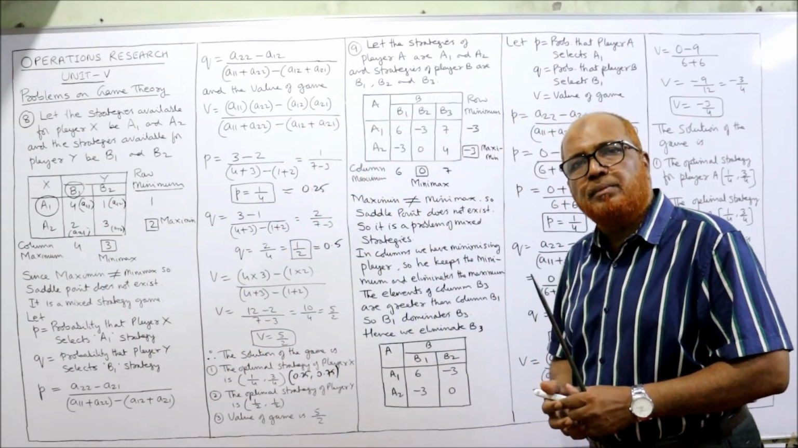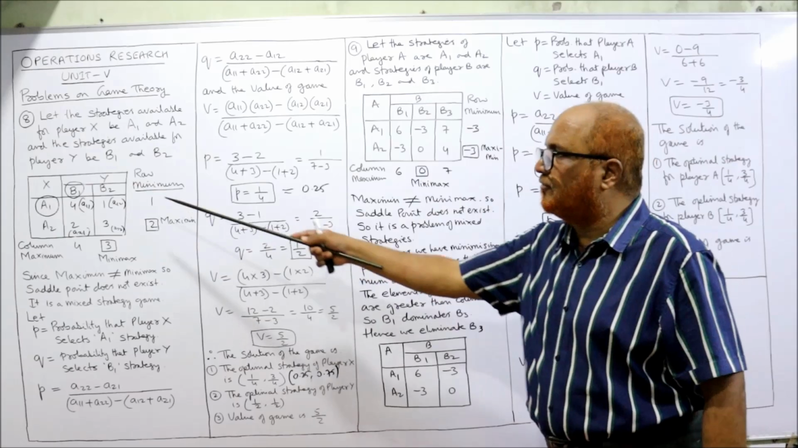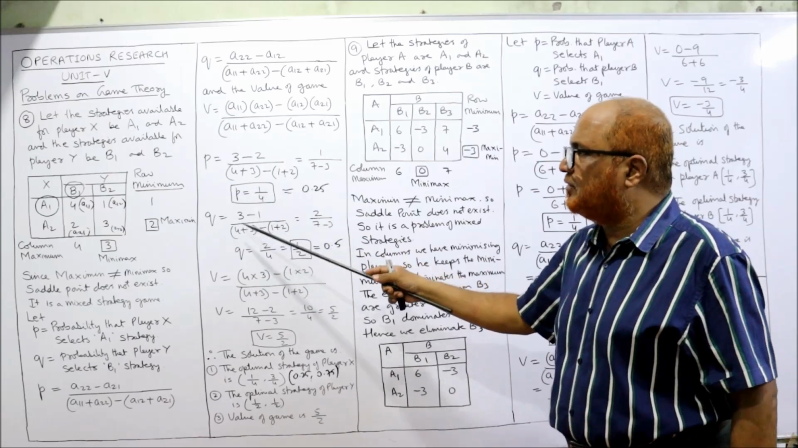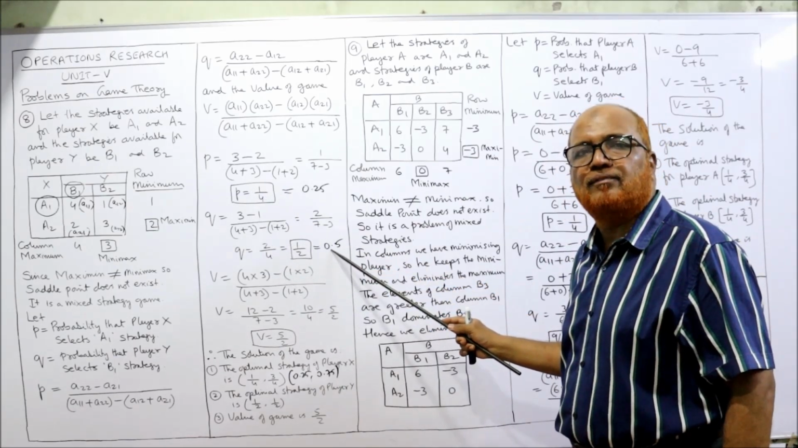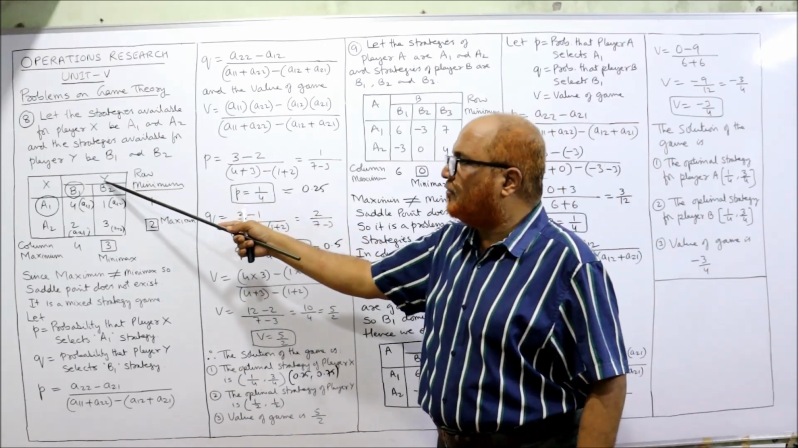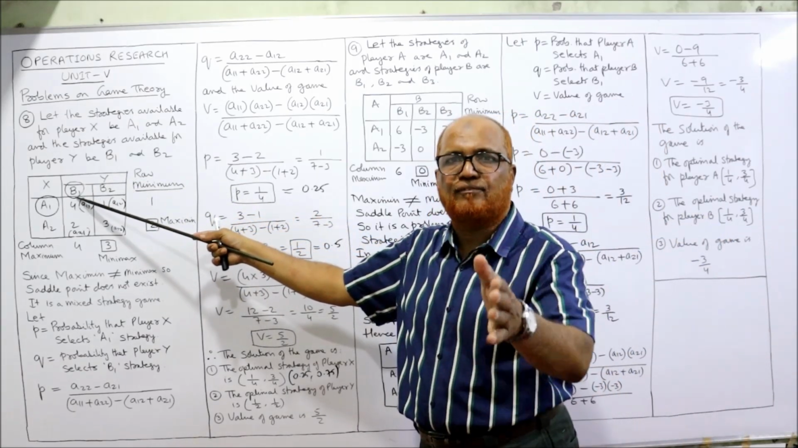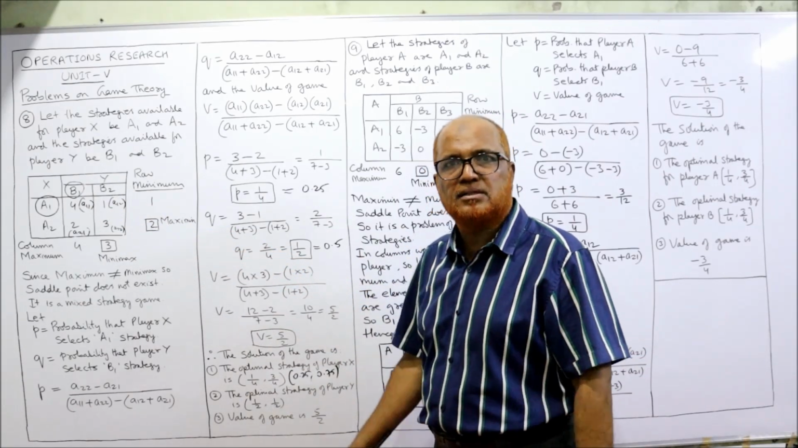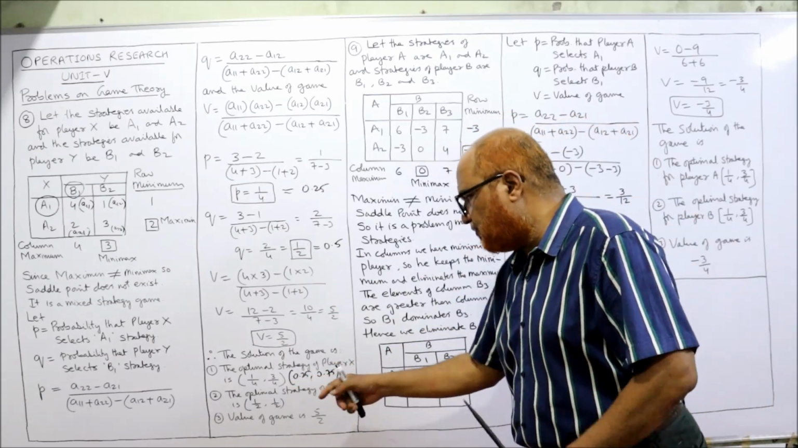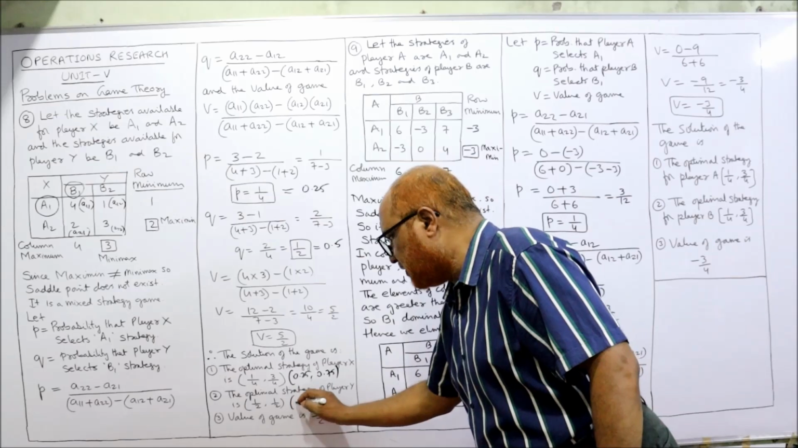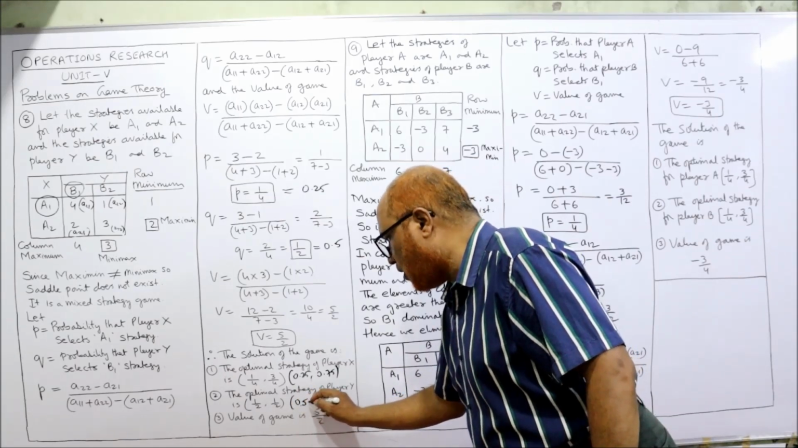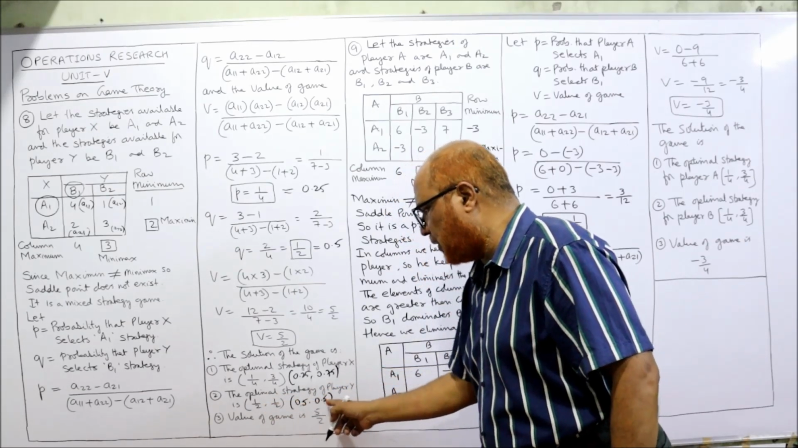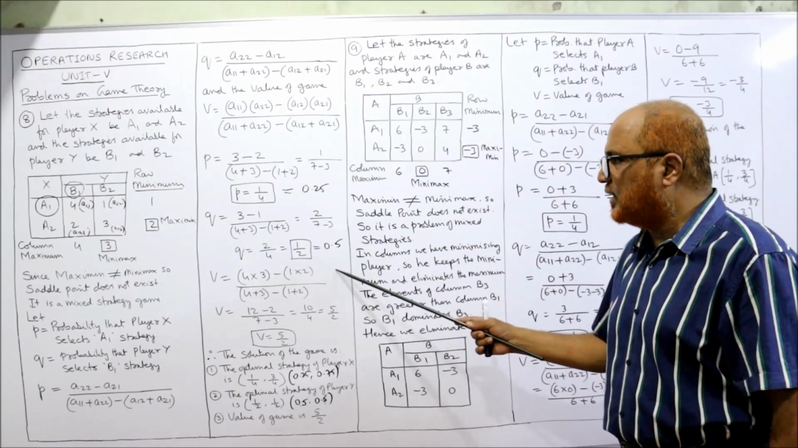That's it. What is the optimal strategy for player B, player Y? We got B1. What is the probability that player Y will select B1? That is Q. Q, how much did we get? 0.5. The probability that player Y will select B1 is 0.5, half. That means the probability that he will select B2 is also half. So the optimal strategy for player Y is half comma half, or 0.5 comma 0.5. Anything you can write. And the value of the game is 5 by 2.